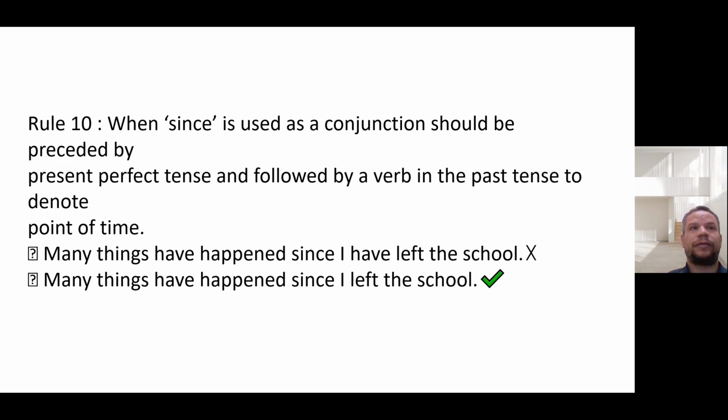Since means when. Many things have happened, has happened is a present perfect. Since I left, not have left. Left is a past simple. So since as a conjunction between 2 sentences, you have to use present perfect and past simple tense. It's important. Great, 10 rules to be on the safe side in grammar conjunctions.